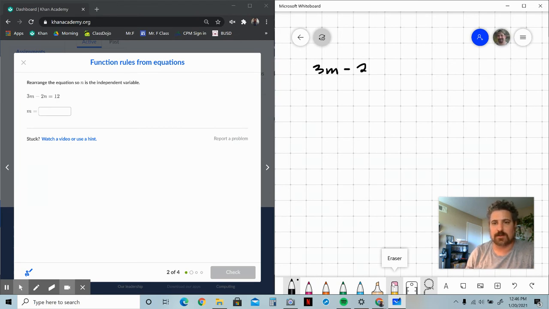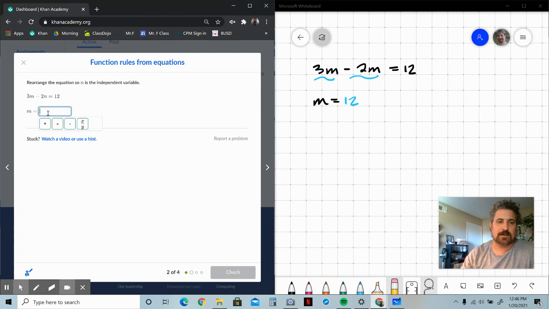3m minus 2m equals 12. You want to solve for m. So what do we do there? Well, we want to combine our like terms. And this one's actually really easy because what is 3m minus 2m? That's just 1m. So m does equal what? 12. So in this situation, literally, m is 12. That's all it is. So that's how you get it.